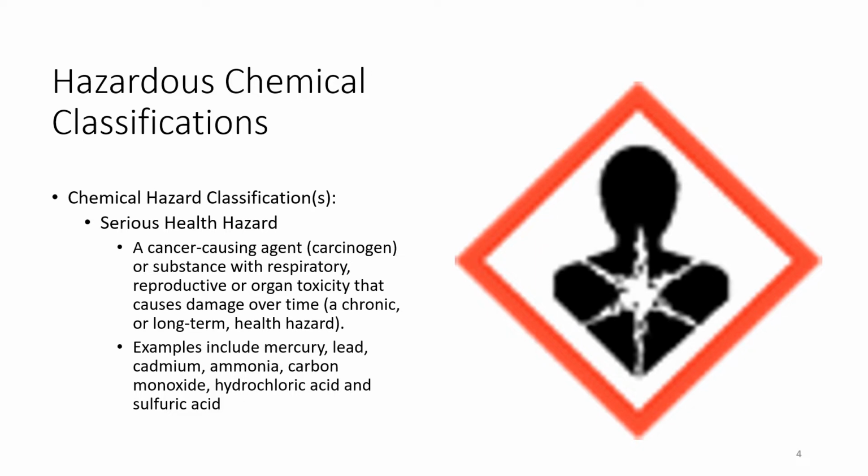The definition is a cancer-causing agent, a carcinogen, or a substance with respiratory, reproductive, or organ toxicity that causes damage over time, a chronic or long-term health hazard. So a couple of examples out there: we have mercury, lead, ammonia, carbon monoxide, hydrochloric acid, sulfuric acid, and cadmium. I skipped that on the list. I don't think this one is as clear, but if nothing else, it gives you a very good warning of this is not something that you want to touch, smell, dump on the table or anything. Let's go on to the next one.